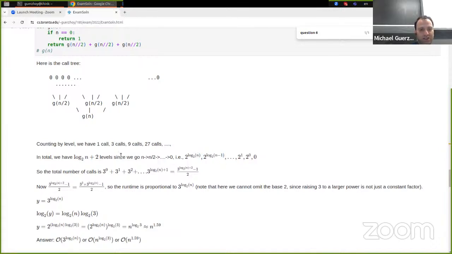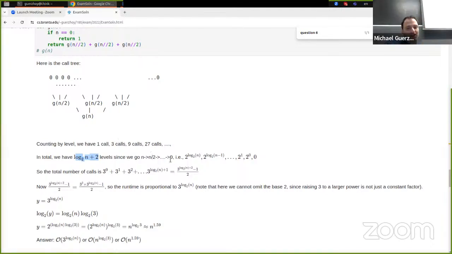Let me review what I'm doing here. The log 2n levels is the same as the usual thing, where you go n over 2, n over 4, and so on up to 0. How many levels is that? Approximately log 2n. Like binary search, anything where you go n over 2, n over 4. That's the usual, that's all I'm saying here.